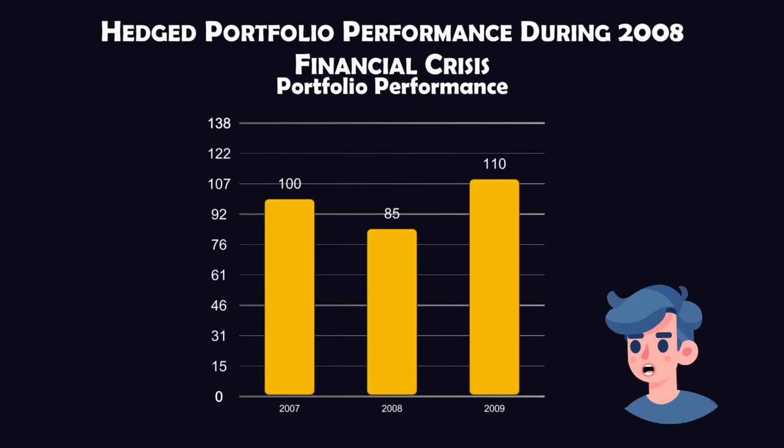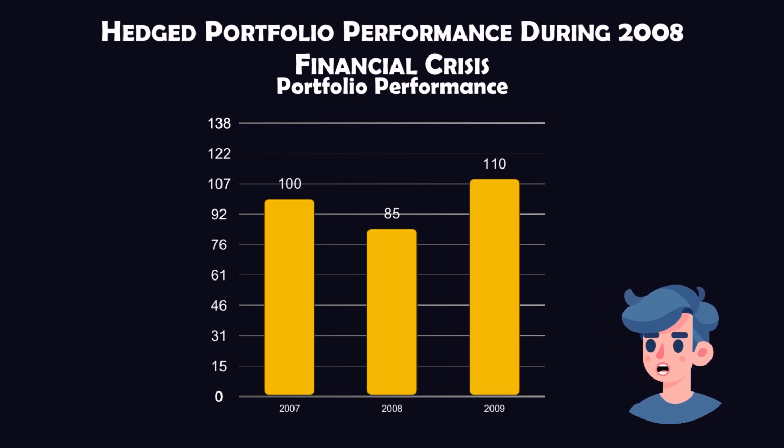Now, let's consider some data to understand the impact of hedging. According to research by the CFA Institute, portfolios that employ hedging strategies, particularly during market downturns, tend to outperform those that do not. For instance, during the 2008 financial crisis, hedged portfolios had losses limited to 15%, compared to an average 38% loss in unhedged portfolios.